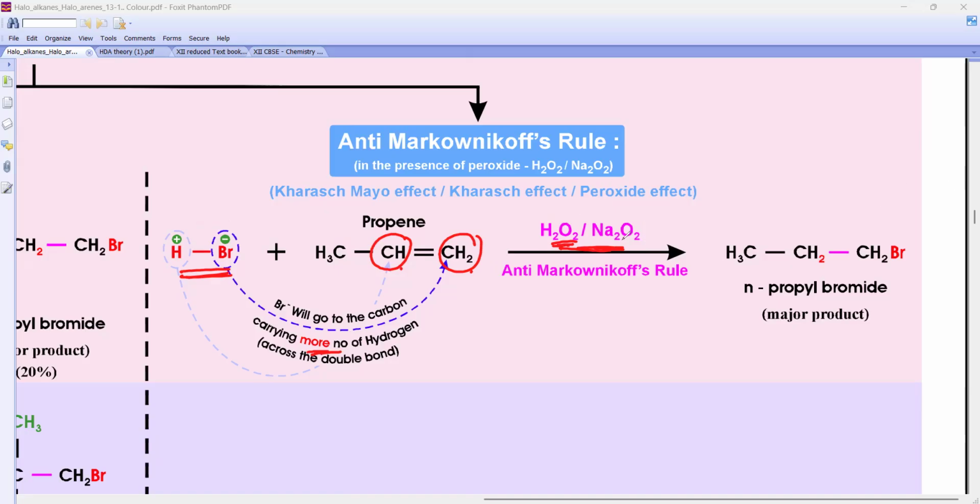This is sodium peroxide. This is also peroxide. I can use benzoyl peroxide also. Peroxide should be there, like this is your benzoyl peroxide. Any peroxide I can use. Clear? And here it will go.